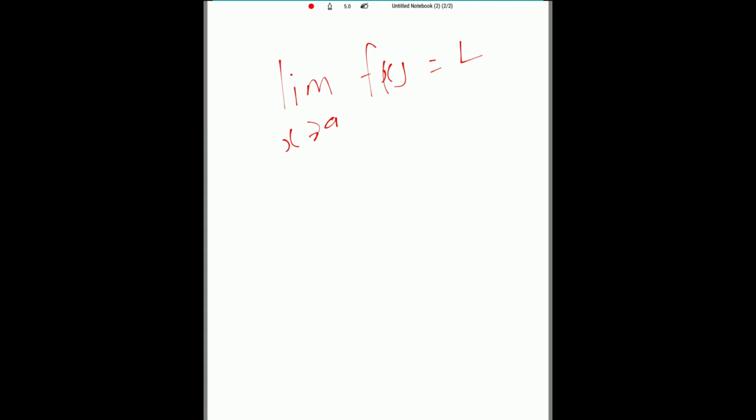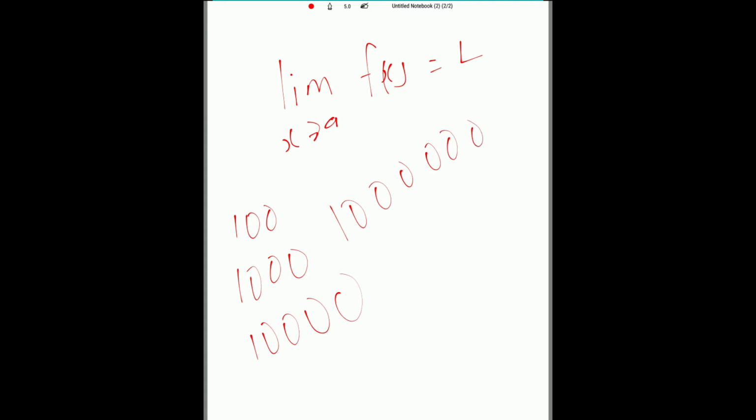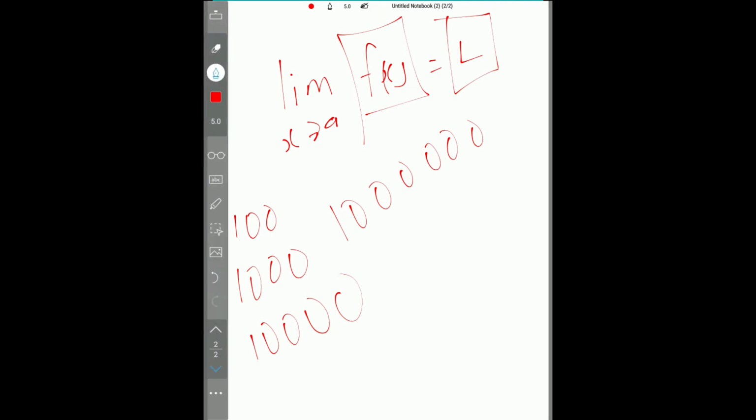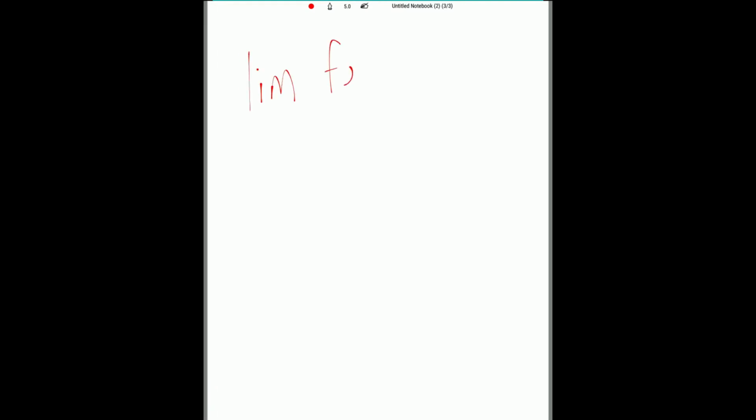In other words, I'm taking x values such as 100, and then another x value 1,000, another x value 10,000, another x value 1,000,000. And I'm saying, when I plug in those values, and I'm getting closer and closer to infinity, just getting larger and larger, does my f of x approach a set number L in the same way? So what am I wanting to find here? I want to find the limit of f of x as x approaches not a, but infinity.